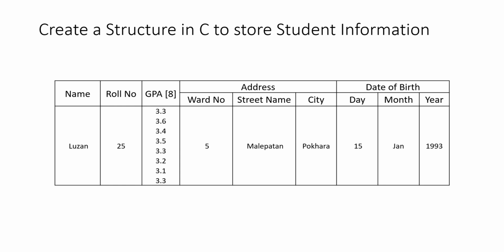As you can see, address and date of birth have 3 different fields of their own. What we can conclude from this is these 2 headings can be constructed as 2 different structures and then nested within the main structure. We'll come to this part later in our programming session as well.